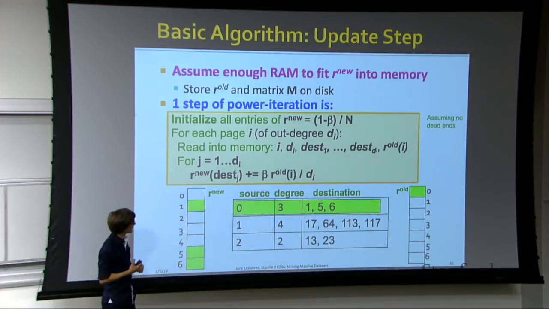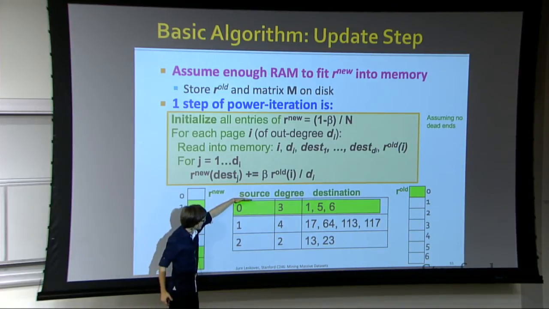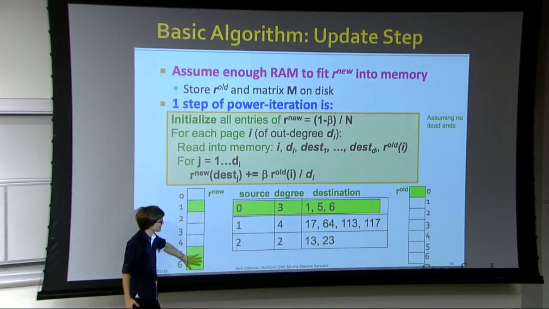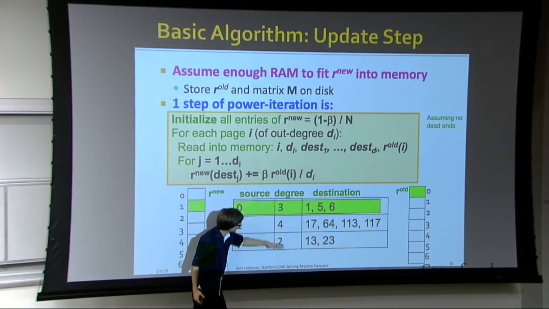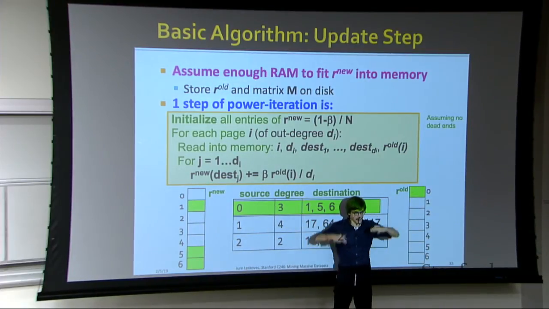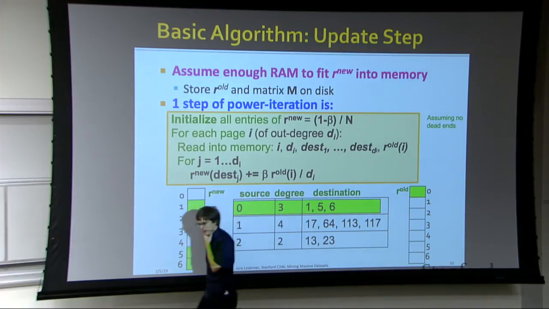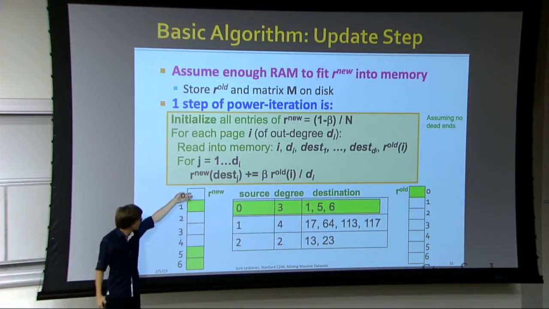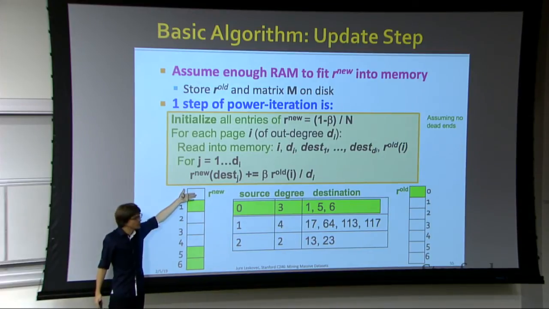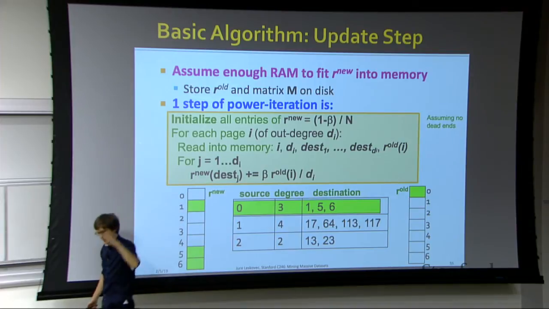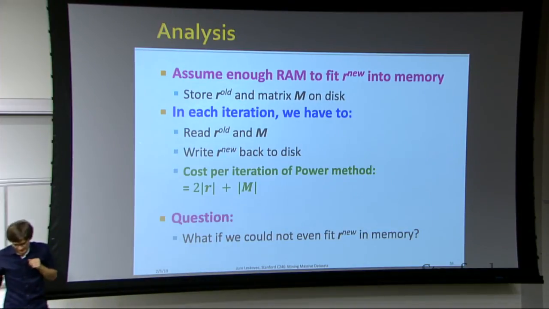And what is elegant here is that I only have to keep R new in memory because I'm only doing random accesses there. I can read the matrix sequentially, and I can read R old sequentially as well, kind of in parallel. So that's how I can do this where I need very little memory. I only need one float per web page. Everything else I can keep on disk and just read sequentially.